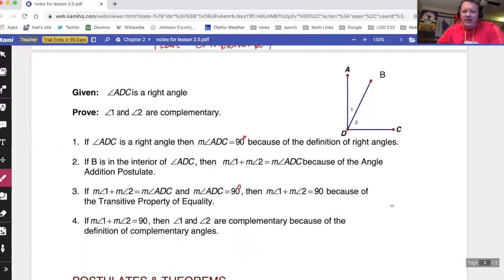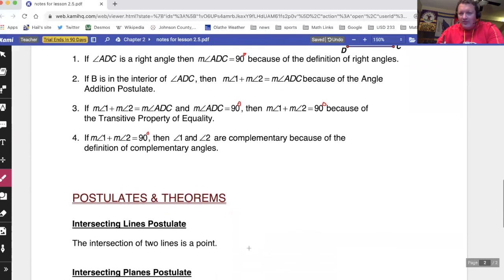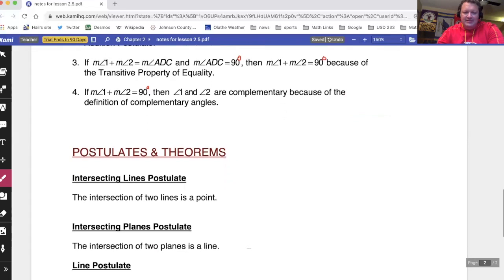Then the measure of angle 1 plus the measure of angle 2 equals 90 degrees because of the transitive property. All right, you guys have seen the transitive property. You might be a little rusty on it, but it's simply: if A equals B and B equals C, then A equals C. And then the last step: if the measure of angle 1 plus the measure of angle 2 is equal to 90 degrees, we're not going to miss that degree symbol, then angles 1 and 2 are complementary because of the definition of complementary. That's what complementary means.